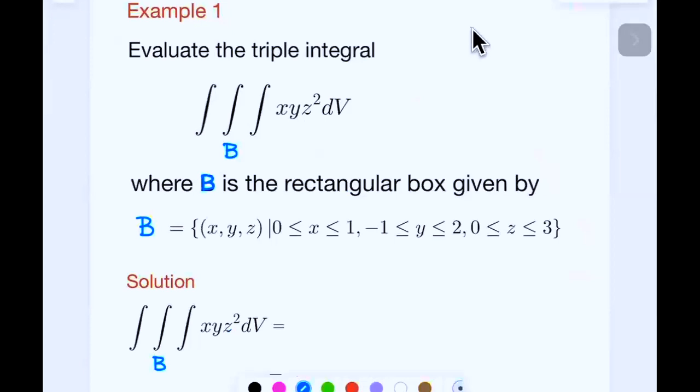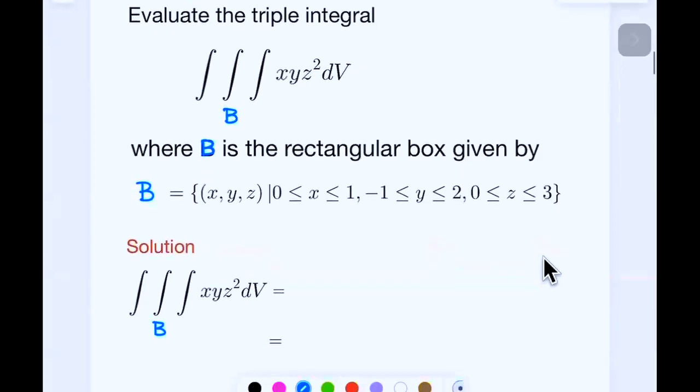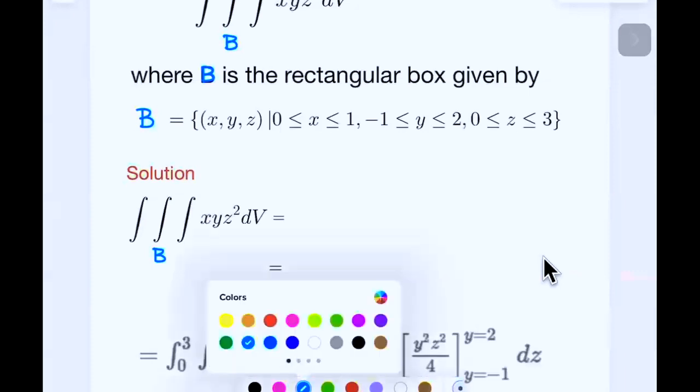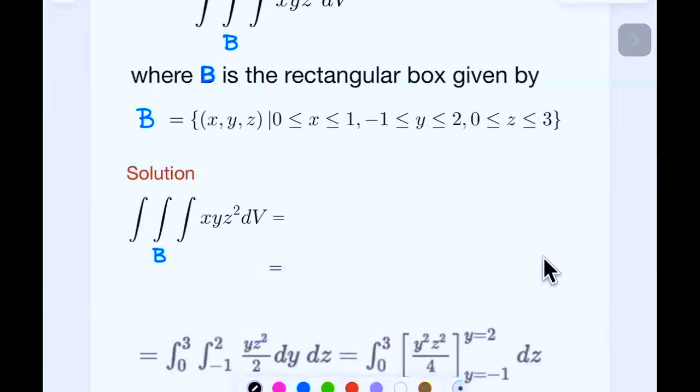Alright, so let's look at this example. In this example, we're going to evaluate this triple integral over a box B. The B is this rectangular box given by this. So how do we find this triple integral? Let's do it together. So we're going to have this integral. Let's just use the same color here. The function we integrate is xyz squared.